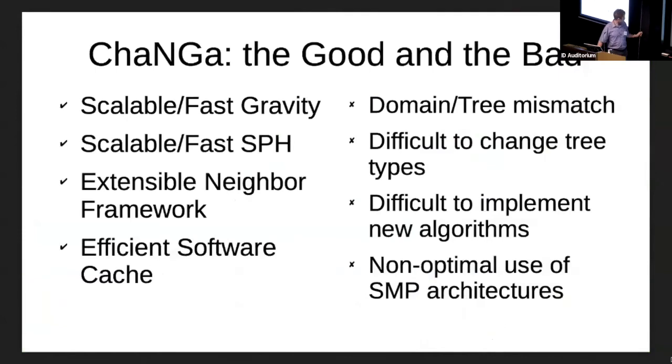So let's talk about ChaNGa, the good and the bad. Here are some of the successes. It's fast. I think this is exemplified by how Phil Chang has been able to use the neighbor finding framework to develop a moving mesh code. But there are difficulties. I'll point out this one in particular: implementing radiative transfer was a bit more difficult than I had anticipated, and so we're trying to figure out how to make that better.